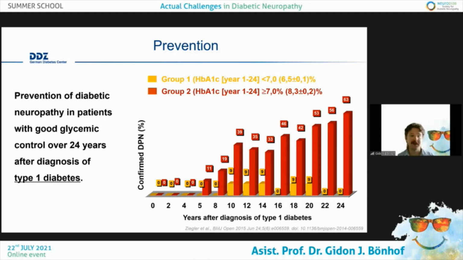And I'm glad that a very important researcher and great person, Rodica Pop-Busui, will talk later this day. She performed really important studies in the USA from the DCCT and EDIC trials that confirmed those findings, that in patients with type 1 diabetes, very good glycemic control helped to reduce the incidence of neuropathy. It may not be successful in all patients, to be honest, but I think it's very important to remind patients, especially with type 1 diabetes, to have good glycemic control.